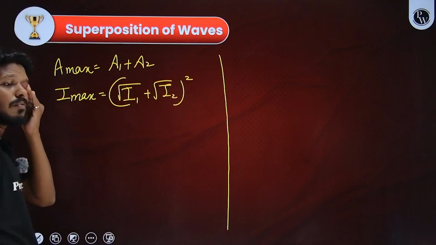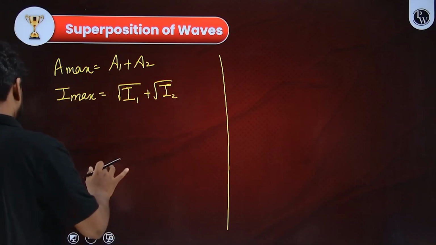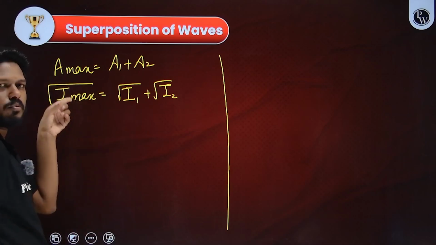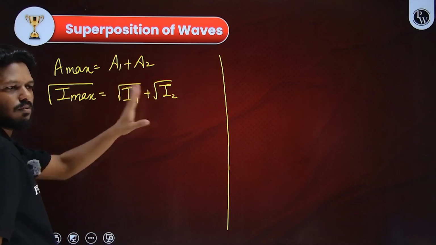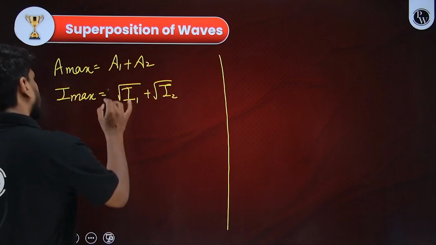Sir, I am getting confused. How, sir, you are putting this? See, whenever there is A, put root of I. So A max, root of I max. A1, root of I1. A2, root of I2. Just to simplify, I am going to take this root to another side and this will become square.